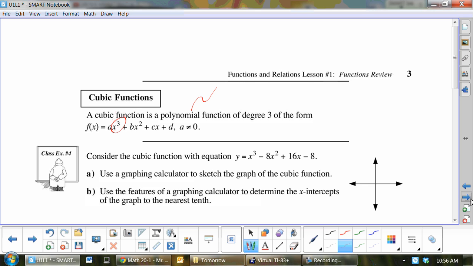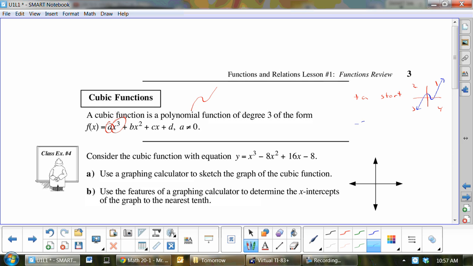Now, if it's a positive a, where does it always start if you have a positive A? Starts in quadrant. Does everybody know their quadrants? It's 1, 2, 3, and 4. So where does a positive A always start? Quadrant 3 and ends in quadrant 1.